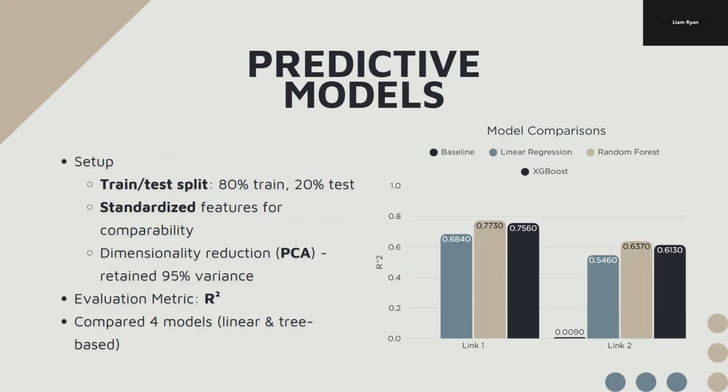insecurity. In both cases, random forests were the strongest performers, with the highest R2 scores, and explained the most variance. They were able to capture nonlinear relationships that linear regression could not.